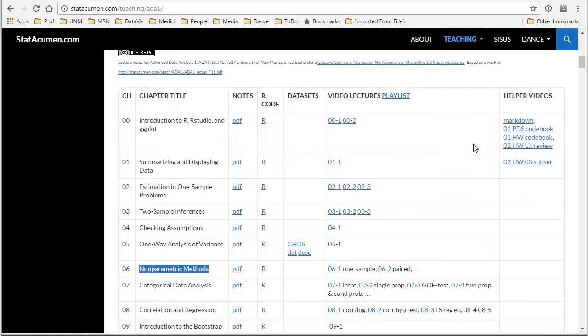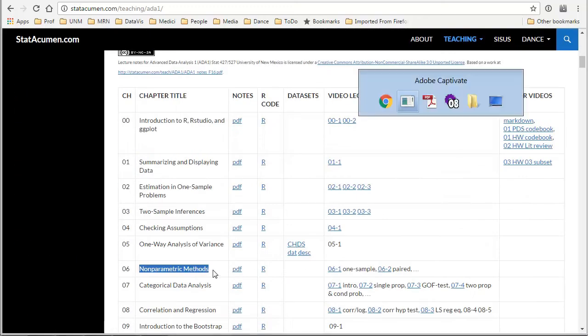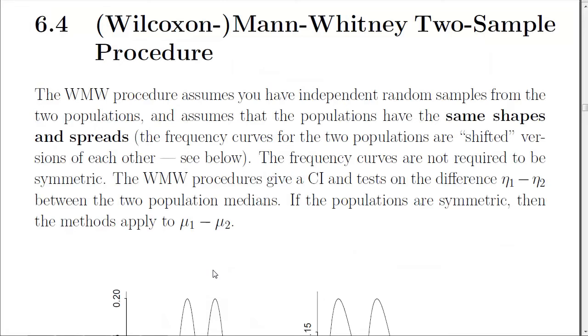In this video, we'll be continuing non-parametric methods in Chapter 6, looking at both two-sample procedures and a one-sample example where the non-parametric methods greatly outperform the classical t-test.